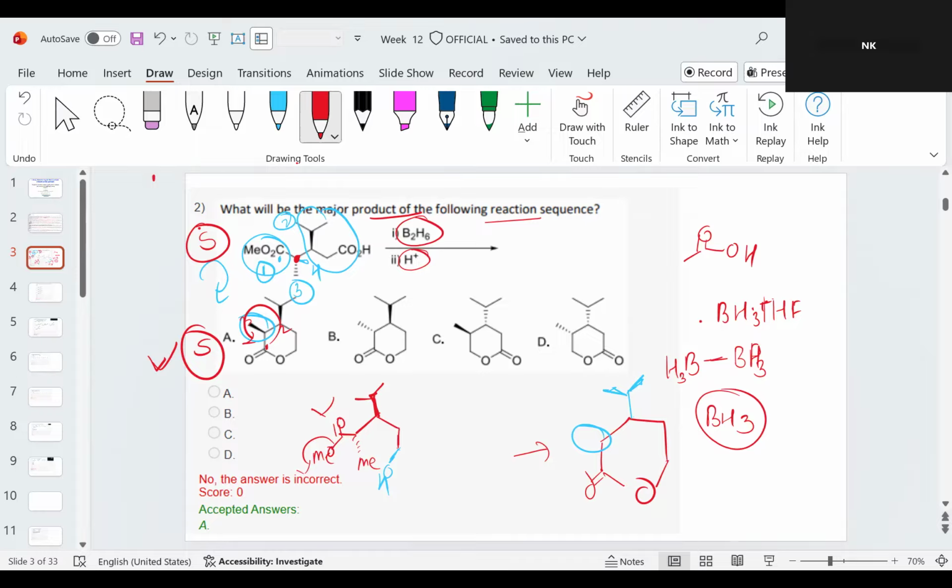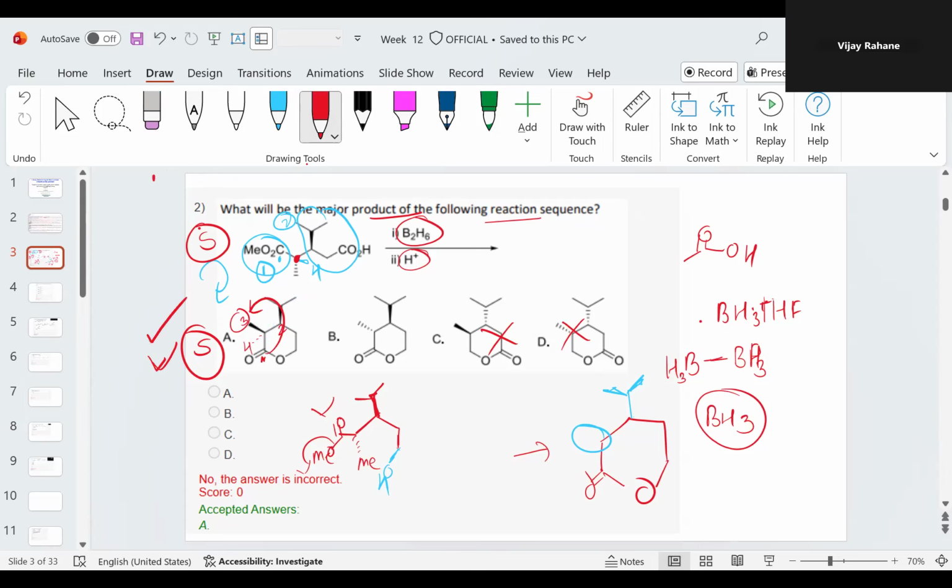That's the thing, A and B. Does the stereo center change? Because we are not disturbing that stereo center, right? It's not changed actually. If you look at here and give the assignment, this will be 1, this will be 2, and this will be 3. So what will it be? Yes, the fourth priority group is already directing downward. So we don't have to invert the stereo configuration, right?